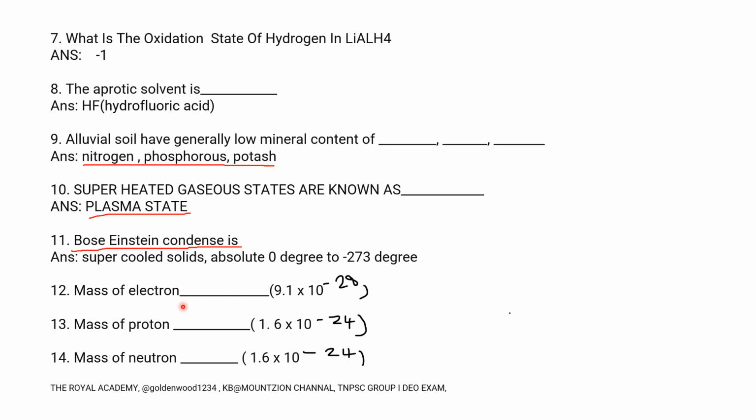Okay, mass of electron. What is the mass of electron? 9.1 into 10 raised to minus 28. Okay, minus 28 mass of electron. So very light. Mass of proton is 1.6 into 10 raised to minus 24. Mass of neutron is 1.6 into 10 raised to minus 24.